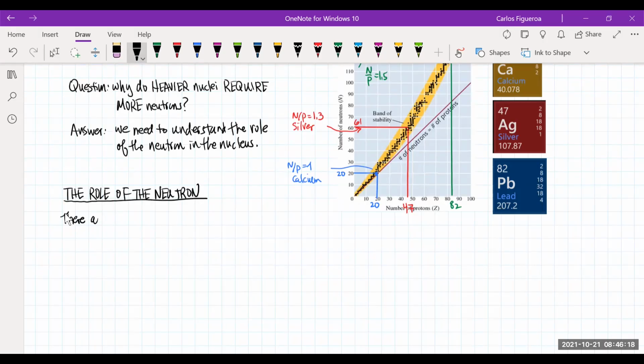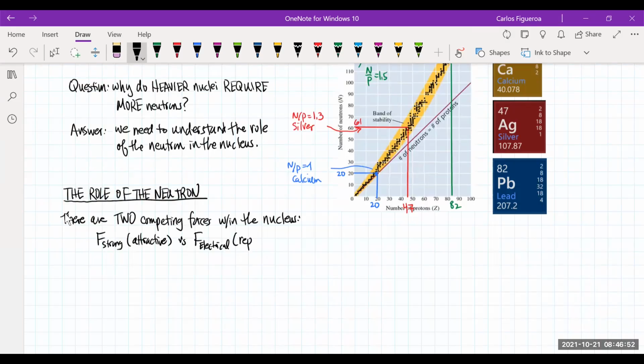There are two competing forces within the nucleus, right? We have F strong, and we know that's an attractive force, versus F electrical, which we know is a repulsive force. These guys are always competing with each other.